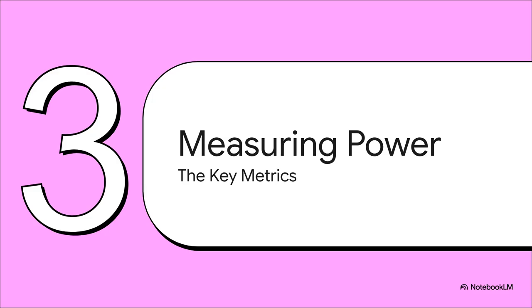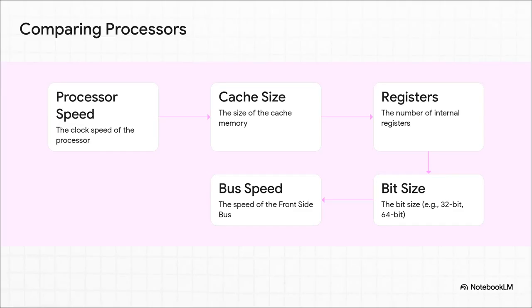Okay, so we have all these different companies and all these different architectures, all fighting for the top spot. But how do we actually compare them? How can we measure performance in a way that just cuts through all the marketing hype and gets to what really makes one processor faster than another? Well, performance really comes down to a delicate balancing act. You've got raw processor speed, sure, but that's pretty useless without fast access to data, and that's where the cache size comes in. The CPU then juggles that data in its internal registers, and the bit size determines how big each chunk of data is. And then, all of this has to talk to the rest of the computer through the bus speed. A bottleneck in any one of these can just cripple the whole system.